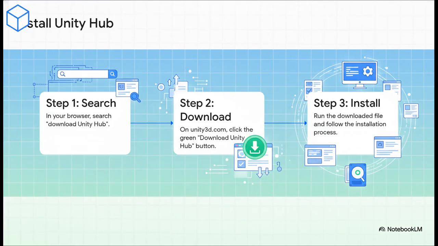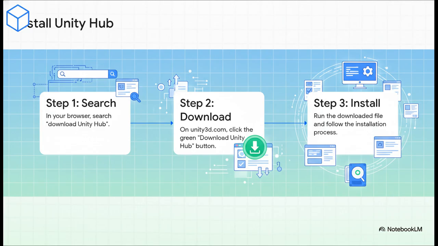All right, time for some action. Let's get this thing installed. Go ahead and pop open your favorite web browser, Chrome, Firefox, whatever you use, and just type Download Unity Hub into the search bar. The very first link you see should be the official one from unity.com. Click on that. The website's pretty straightforward. You're going to see a big, friendly Download Unity Hub button. You can't miss it. Go ahead and click that, and your download will start.